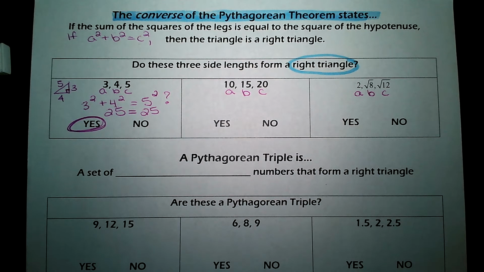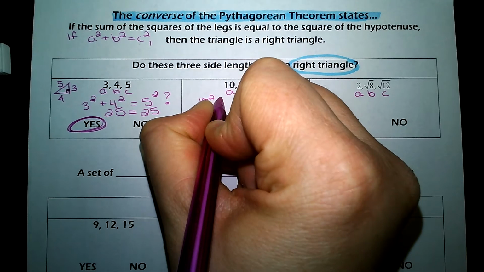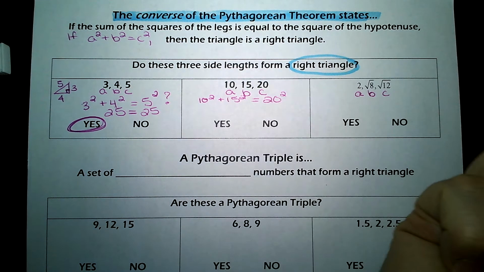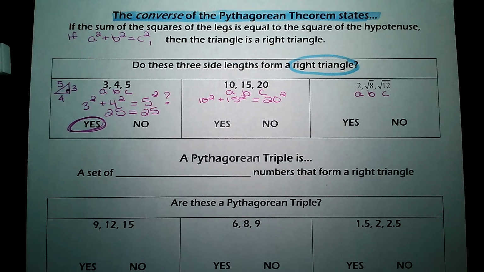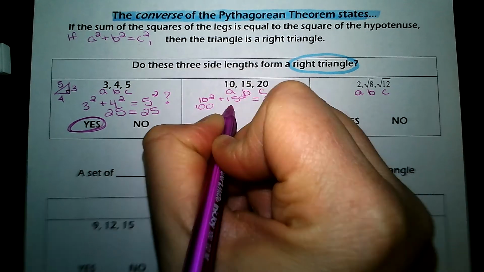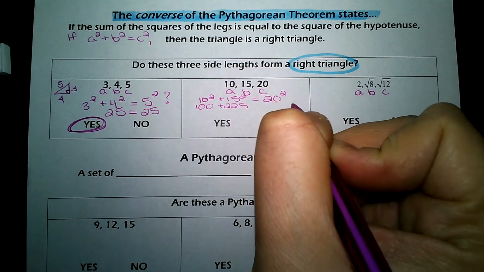All right, let's check out 10, 15, and 20. Is 10 squared plus 15 squared equal to 20 squared? All right, might need a little more help in this one. Arithmetic here is a little tougher. 10 squared is 100. 15 times itself is 225. So we've got 100, and we've got 225. And then 20 times itself is 400.